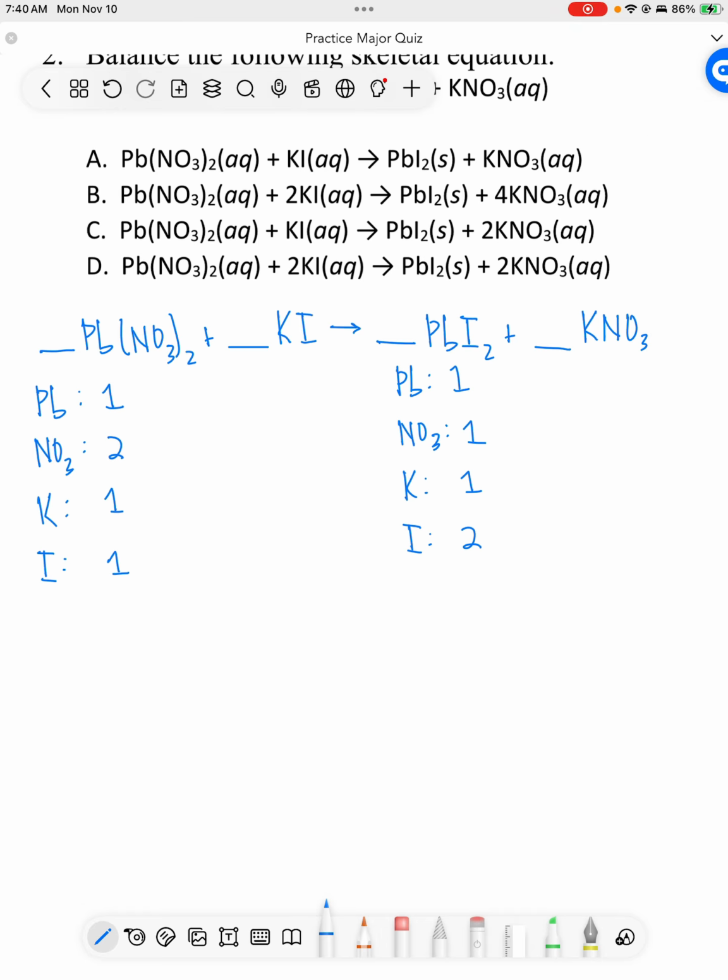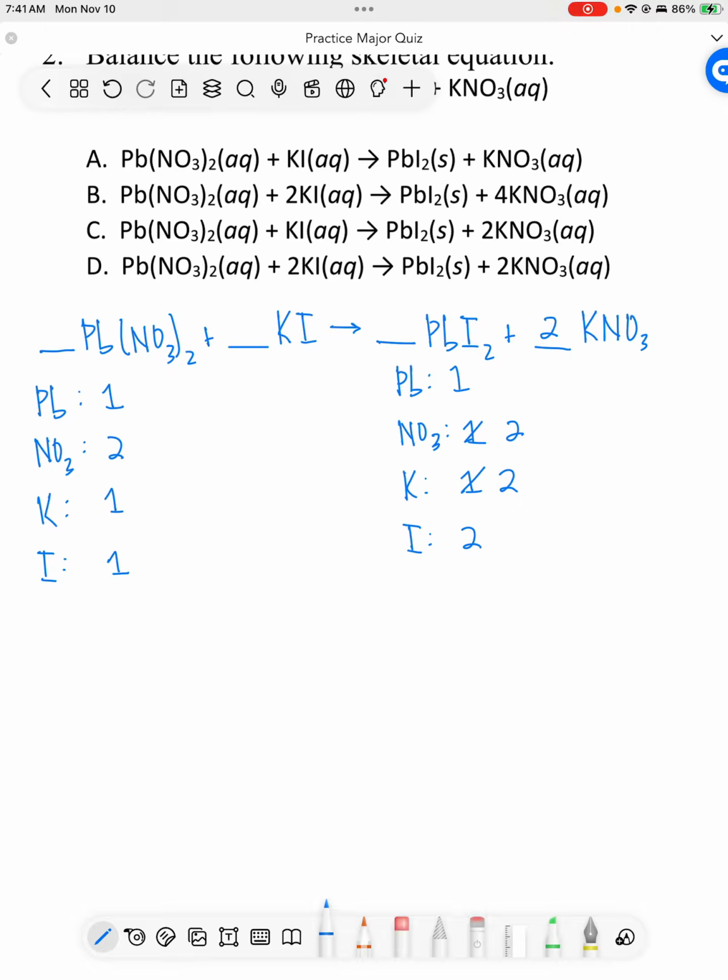Okay, so now we just want to balance. So we have one lead on both sides. We have two nitrates on the reactant side and one on the product side. So I'm just going to write a 2 here. And I'm crossing out my 1 for my potassium because now I have two potassiums, right? I put a 2 in front of the potassium nitrate. So now I'm saying I have two potassiums and two nitrates.